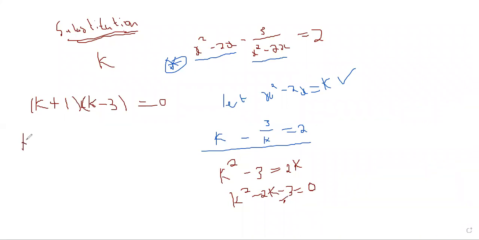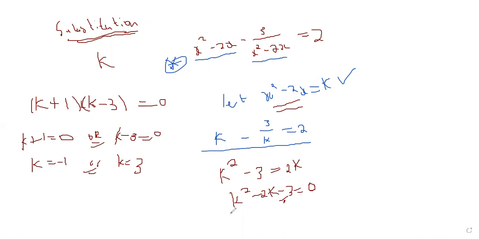Then from there, it means that k plus 1 is equal to 0, or k minus 3 is equal to 0. So k is equal to negative 1, or k is equal to 3. But remember that our k is x squared minus 2x. So then you have to substitute back. Right, let me erase everything. So you have to substitute back.